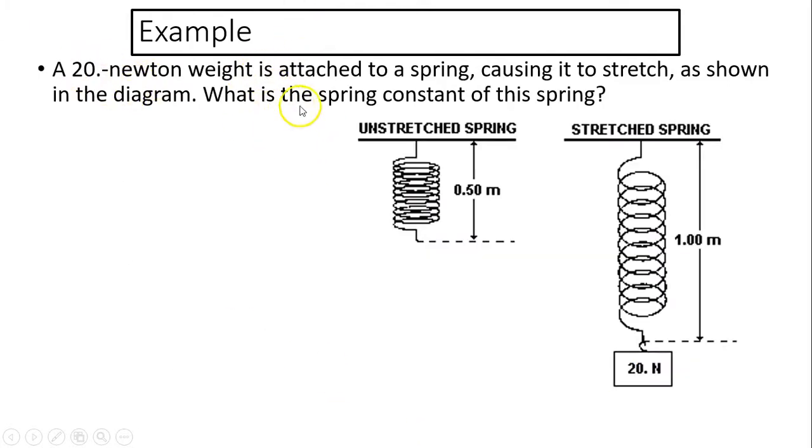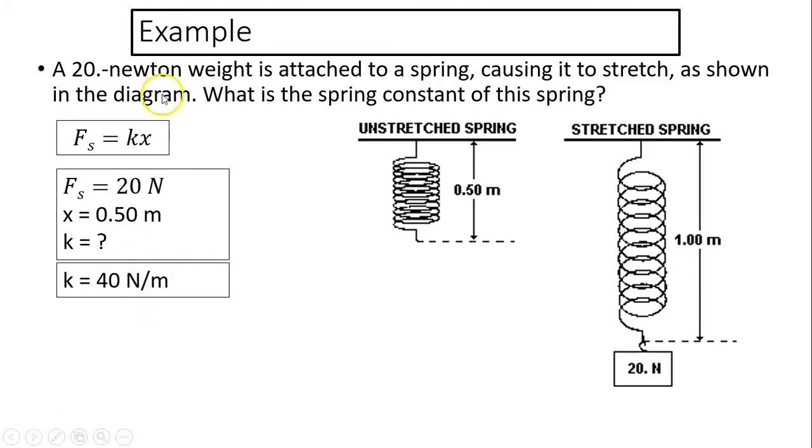Another example. A 20 Newton weight is attached to a spring, causing it to stretch as shown in the diagram. What is the spring constant? So Fs equals Kx. What is Fs? In this case, the weight is the Fs. What is x? x is the elongation, how much it has changed. Originally it has 0.5 meters. Now you have 1 meter. So it elongated 0.5 meters. Plug everything in. K equals 40 newtons per meter.